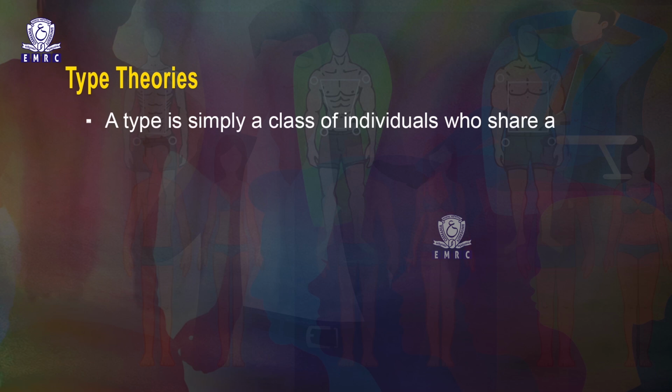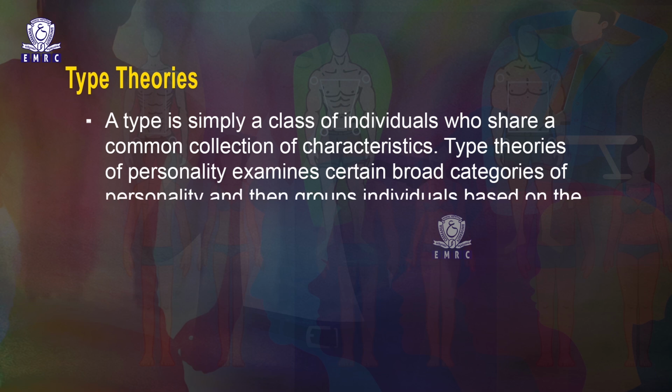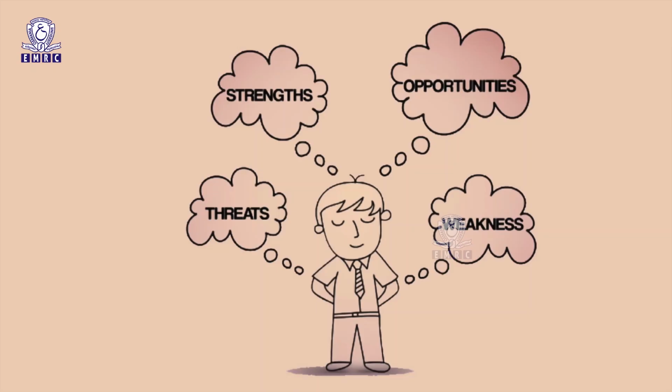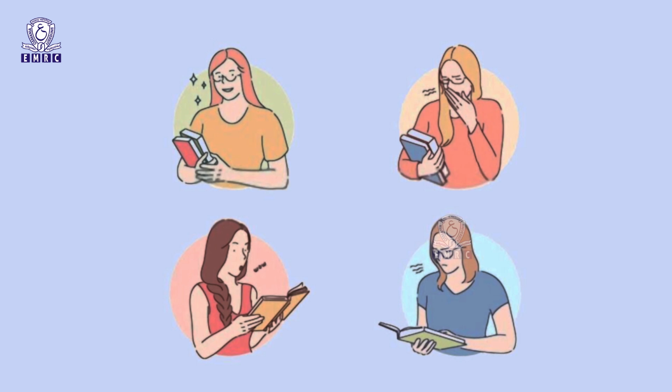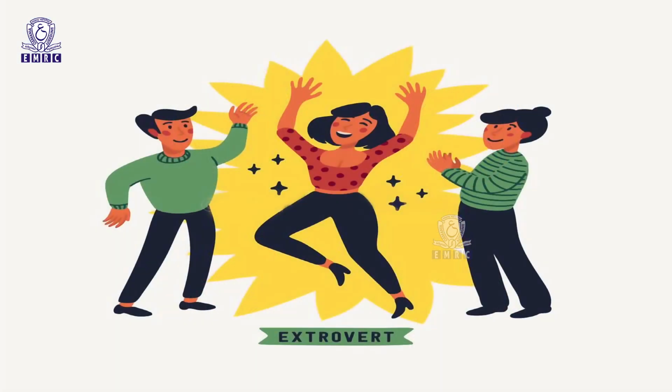A type is simply a class of individuals who share a common collection of characteristics. Type theories of personality examine certain broad categories of personality and then group individuals based on the similarity with the group. So, this grouping or sets of types are called typologies. For example, people who are shy, socially withdrawn, quiet are often categorized as introverts, and people who are talkative, sociable, outgoing are classified as extroverts.